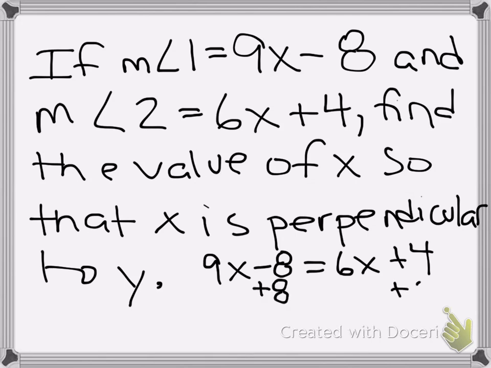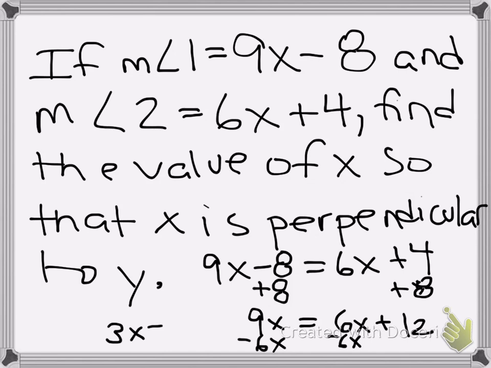So we're solving for x by combining like terms, and then we continue to combine like terms. So we get 3x equals 12. Then we have to get x by itself, which gives us x equals 4.